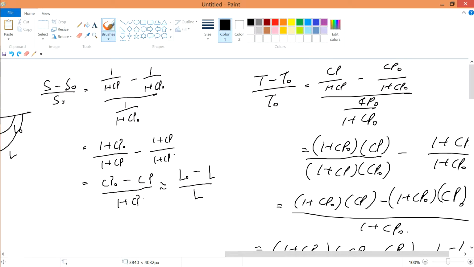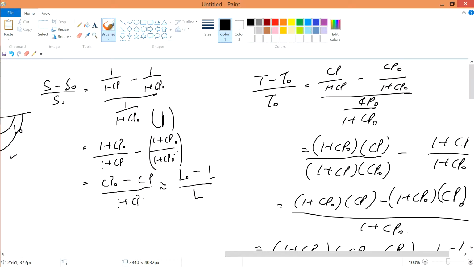So S minus S naught over S naught. I'll simply substitute the S's here, replace them, and then divide. I'll apply this equation here. What I have is this one, and this one divided by this one is simply 1, because they have the same terms. But I'll rewrite 1 in terms of 1 plus Cp naught over Cp naught.